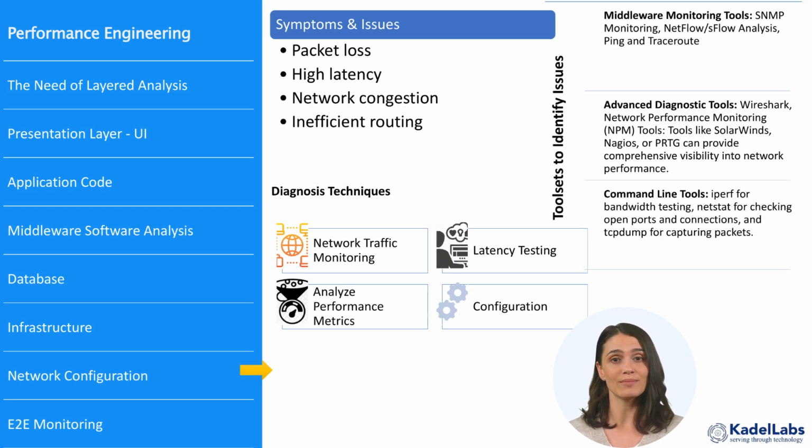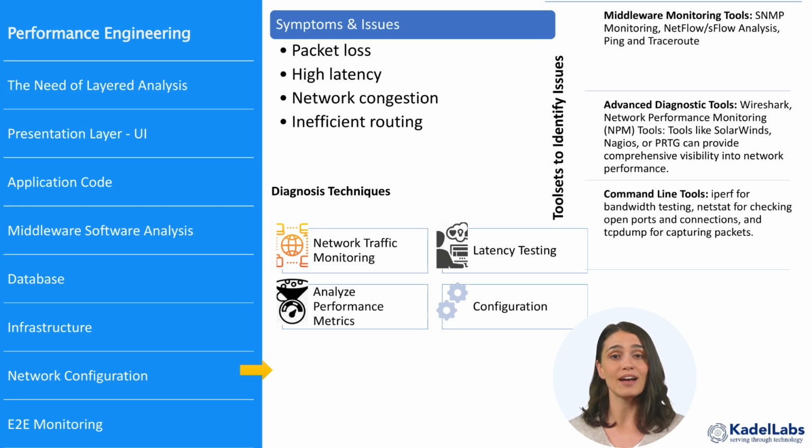Analyzing traffic patterns through NetFlow or sFlow can help us identify bandwidth hogs, unusual traffic, or even potential security threats. Ping and traceroute tools are also useful for testing connectivity and latency, helping us pinpoint where delays occur in the network. We verify the correctness of routing tables to avoid routing loops or misconfigurations. We check firewall rules and access control lists to ensure they aren't blocking or throttling traffic unnecessarily.